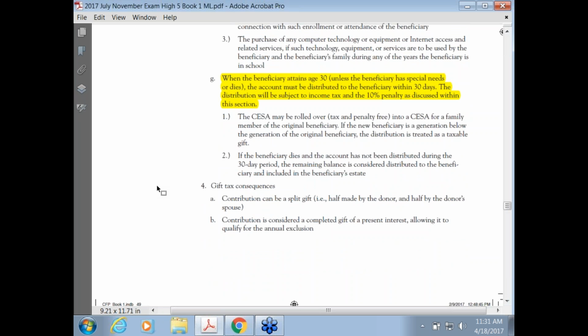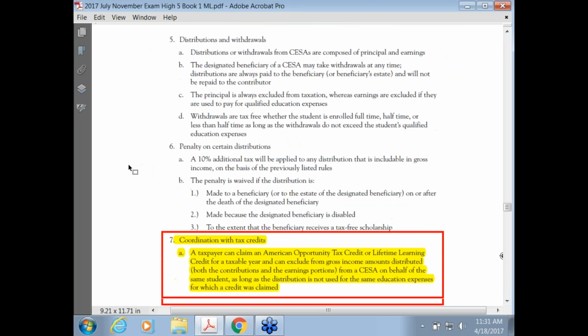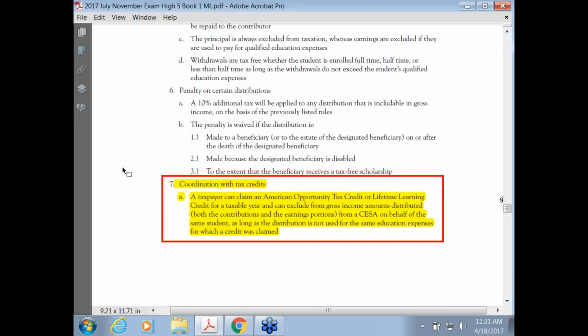And then another nuance to the Coverdale is it's got to be distributed when the beneficiary finally reaches age 30, whereas some other things we'll look at along the way would not have to be distributed at 30, but the Coverdale would, so I like that as a standalone question.